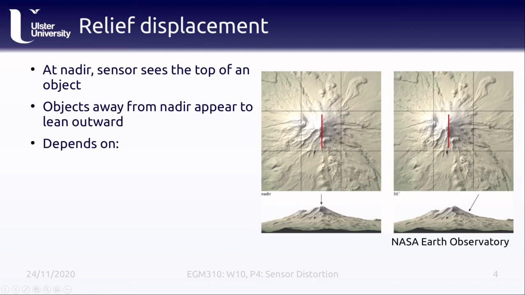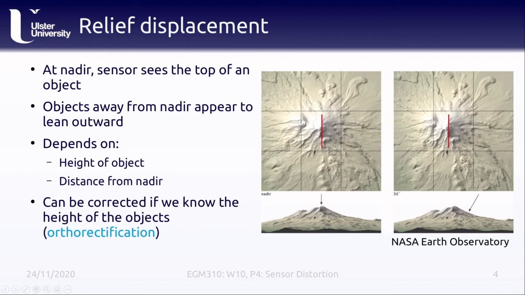How much objects in an image appear to lean depends on how tall the object is and how far away from nadir the object is. If we know the elevation of the objects in a scene, we can estimate and correct the relief displacement. This process, known as orthorectification, is a necessary pre-processing step for accurately estimating areas, shapes, and locations in satellite images.